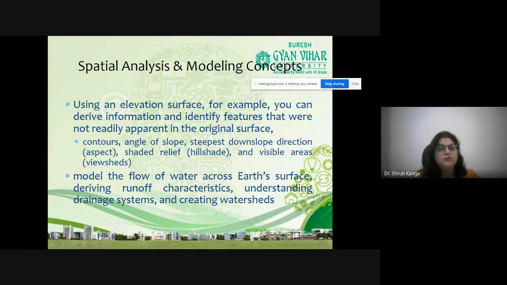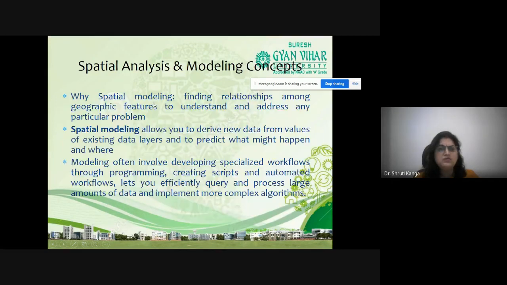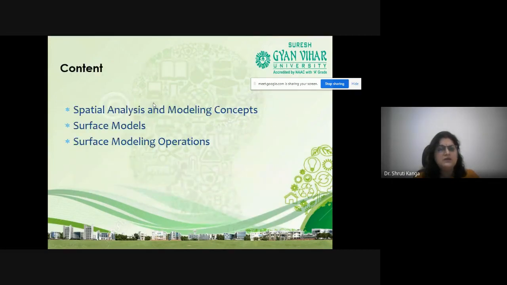Then, in the case of spatial modeling using an elevation model, because we are here going to discuss, if you see this, what the surface model is and what the different surface modeling operators are.